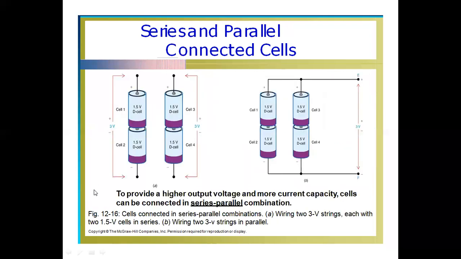So here is a series and parallel combination. These are two sets of series-connected batteries. Cells 1 and 2 are in series, cells 3 and 4 are again in series, and these two series combinations are connected in parallel. So this is a series-parallel combination, and here voltage as well as current capacity increases. You will get the voltage as 3 volt, and the current also increases. To provide higher output voltage and more current capacity, cells can be connected in series-parallel combination.